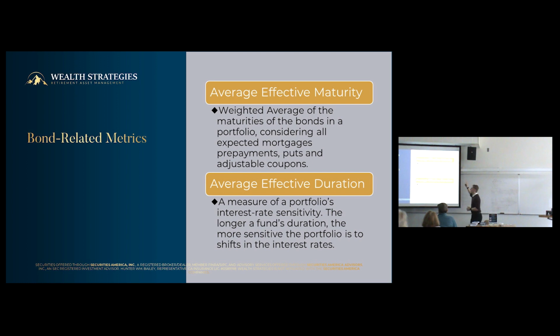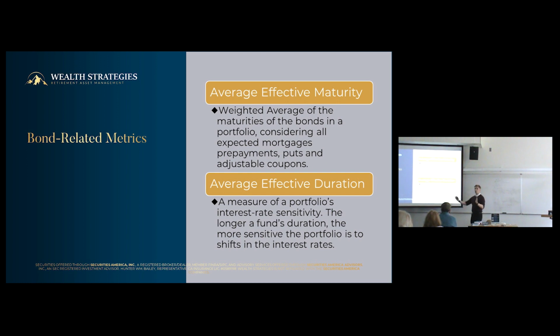And then we talked about some bond-related stuff, like effective maturity, which is basically just, on average, how long do bonds last in your portfolio, when accounting for all the different prepayments, puts, adjustable coupons, callable options, stuff like that. And then you've got your average effective duration, which on a super basic level is just a measurement of how sensitive your bonds are to interest rate movements.